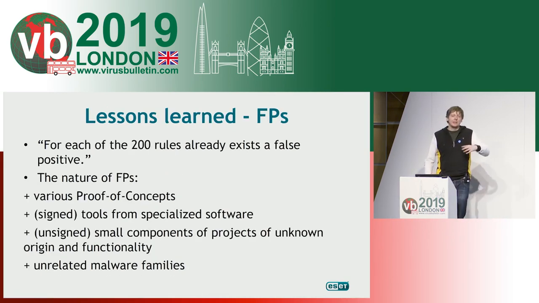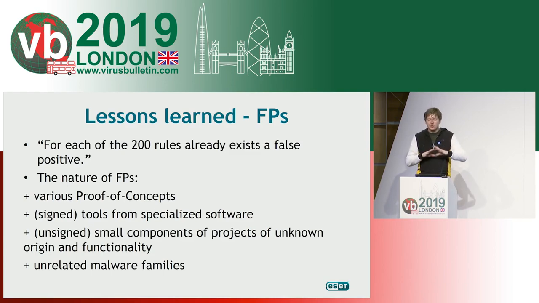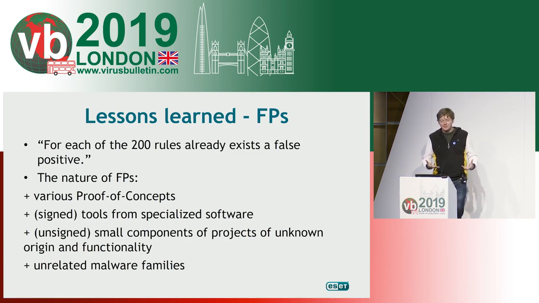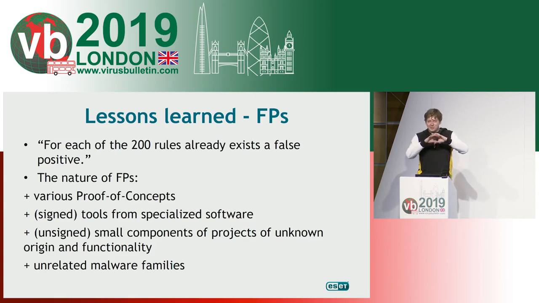And what we learned: there is a detection for each of the 200 rules already, and it has false positives, but this is not that negative a statement, because this is a really small piece of information. You can't expect that you could detect families based on this. But false positives are kind of rare.